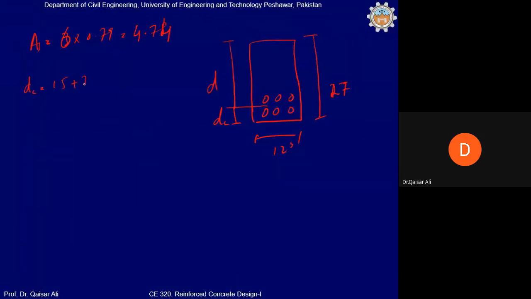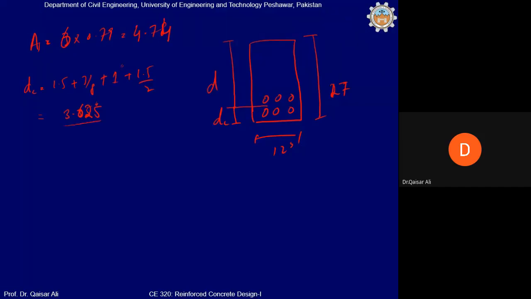1.5 plus 3 by 8 is straight dia plus 1 inch dia of this bar and plus 1.5 which is clear distance between the two layers divided by 2. इसकी वैल्यू बताएं? 3.625.